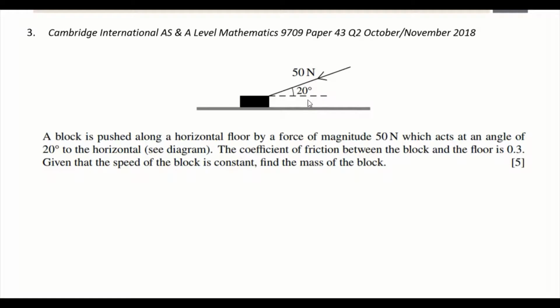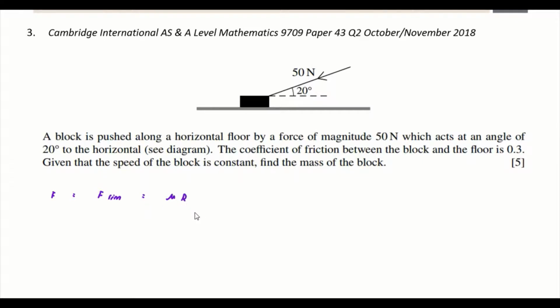Number 3, a block is pushed along a horizontal floor by a force of magnitude 50 Newton that acts at an angle of 20 degrees to the horizontal. The coefficient of friction between the block and the floor is 0.3, so this is the mu. Later we'll be using our F, the limiting friction here. Given that the speed of the block is constant, this sentence tells us that the block is in equilibrium. So the friction produced here is going to equal our limiting friction, which is mu multiplied by R.